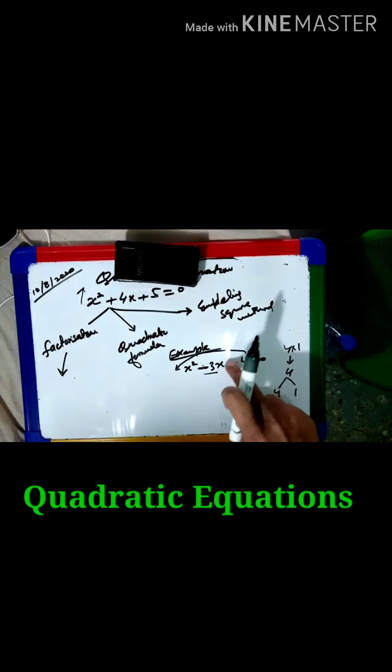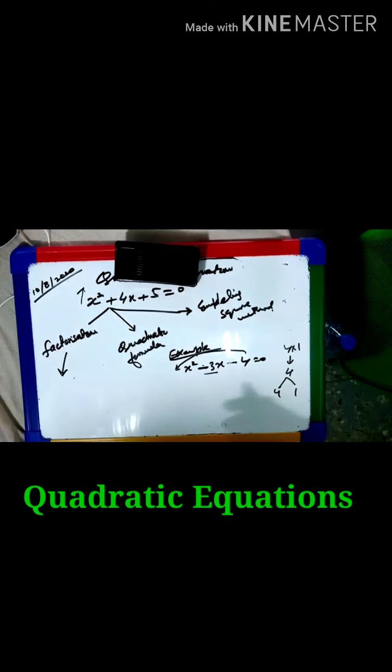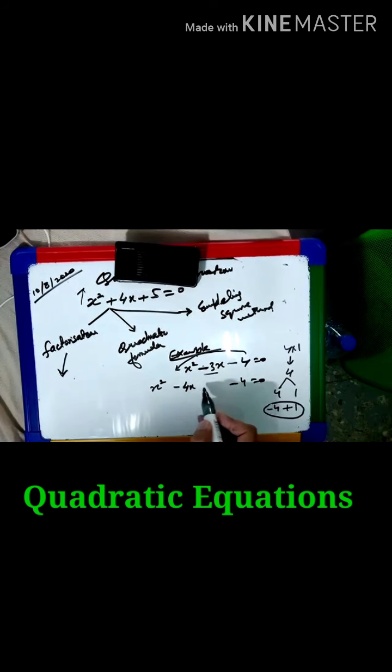So this should also be negative. What numbers should I take? Minus 4 plus 1. If I take minus 4 plus 1, it gives you minus 3. So it's very important how to balance the sign. You will write the first and last term the same, and the middle term you will break. So I can write here minus 4x and plus x. If I write minus 4x plus x, it becomes minus 3x.